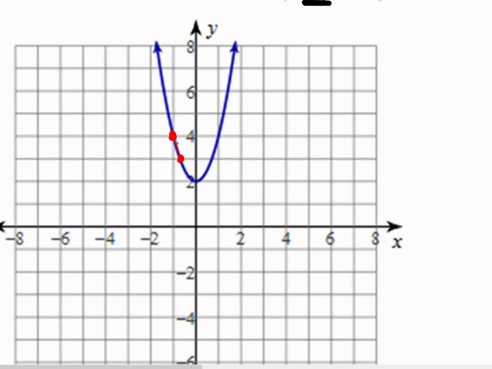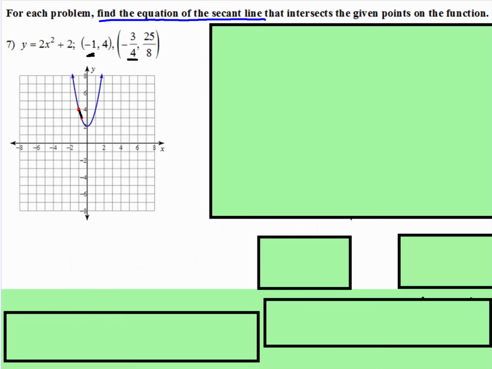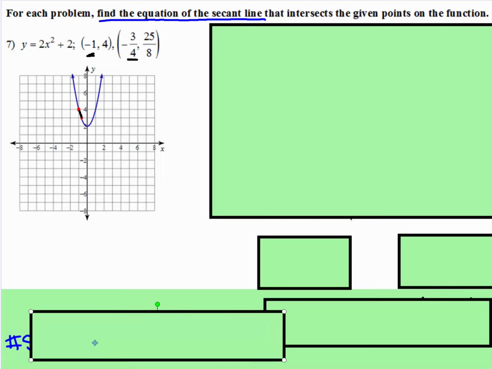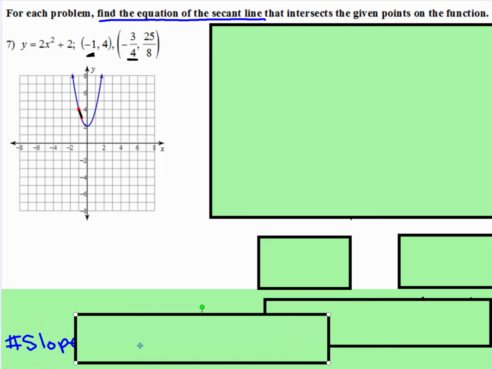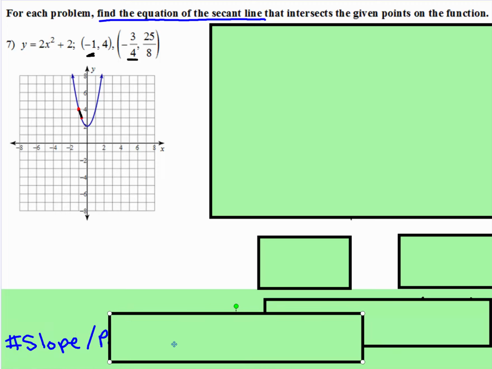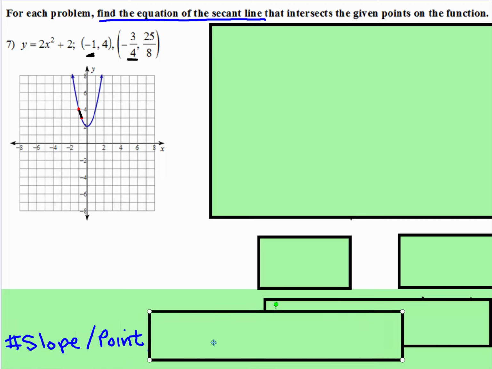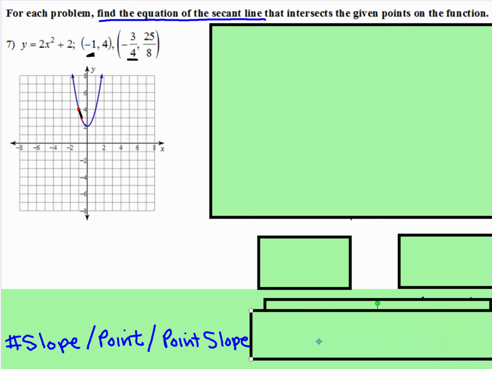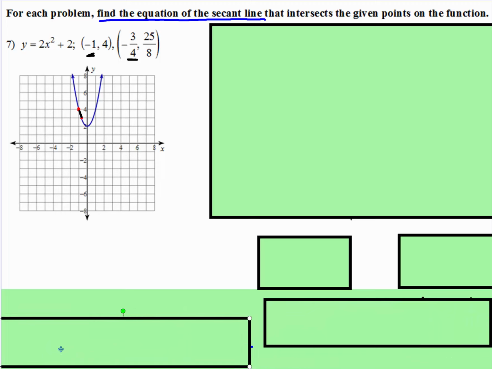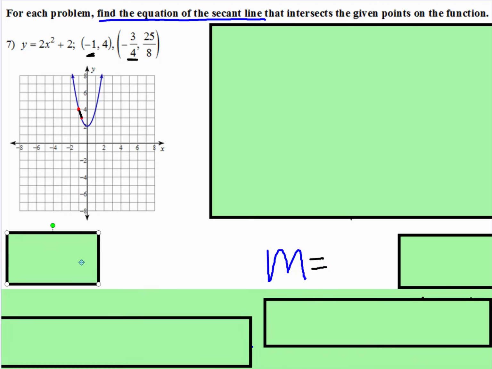So there's that straight line between them that we call the secant line. And you're going to have to find the equation of that line. Well, think back to Algebra 1. Hashtag, you need to know slope. You need to know a point. And what are you going to put it in? Point slope form. Yay. Alrighty.